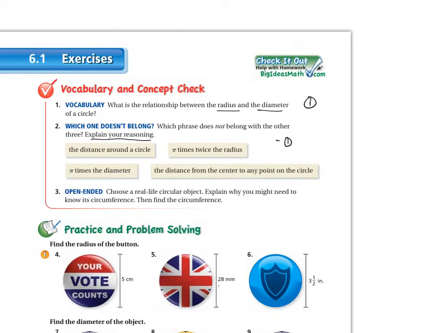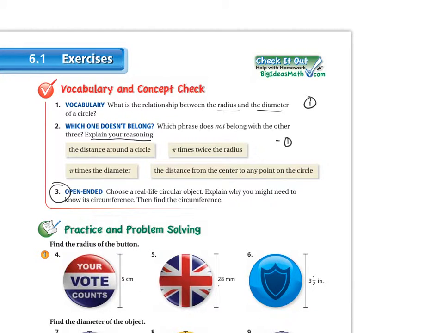Okay, open-ended. Choose a real-life circular object. Explain why you might need to know its circumference. Then find its circumference. Why might you? You could use a basketball or a volleyball. And you can get pretty close. It's hard to measure when it's a ball, I'm supposing. So, I'll help you guys find something in class time.